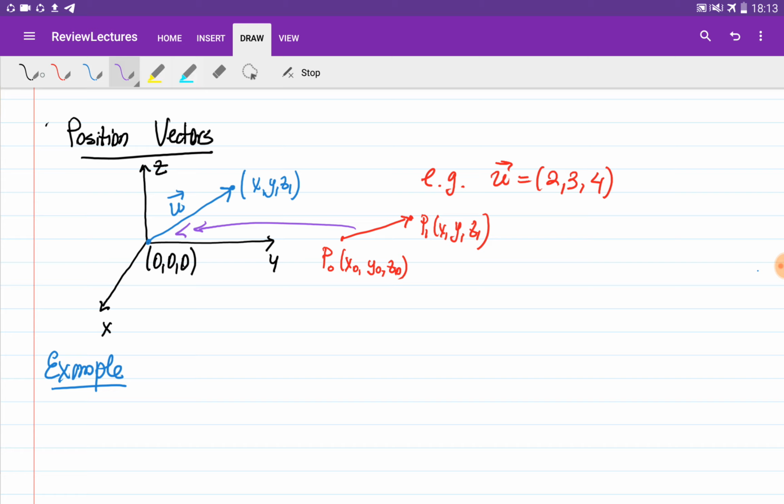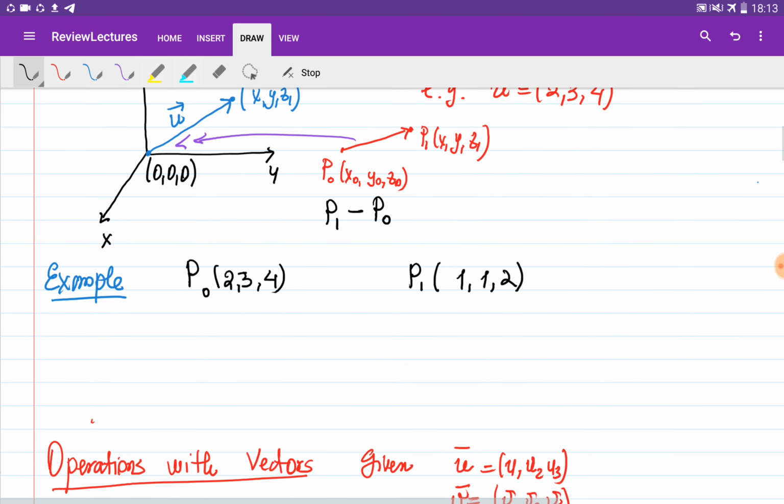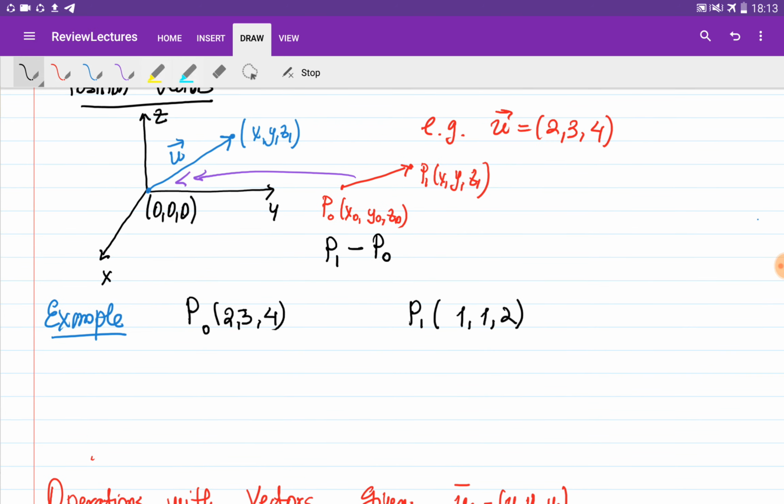So the way we need to do it is we just need to subtract the starting point from the ending point, and this is going to be a position vector. So let's say we're given some point P0 with the coordinates 2, 3, and 4. And the point P1, which is the ending point of our vector, is given with the coordinates 1, 1, and 2. And the position vector, which corresponds to this starting point and ending point, is going to be obtained by subtracting the P0 from P1.